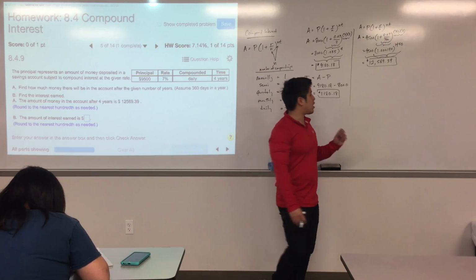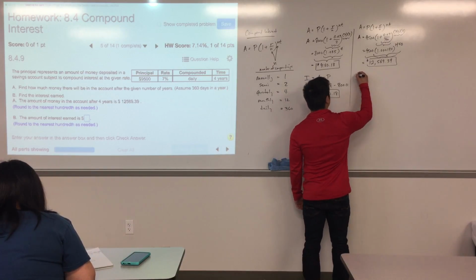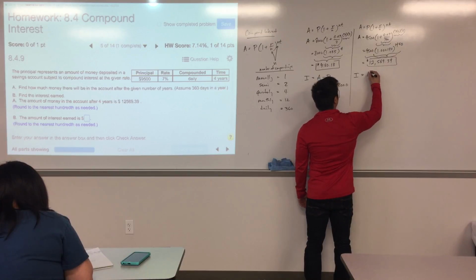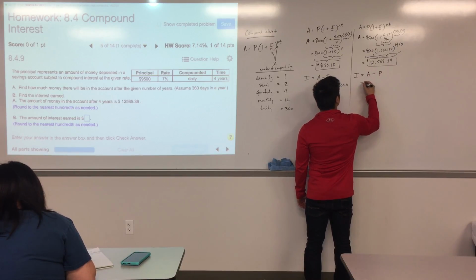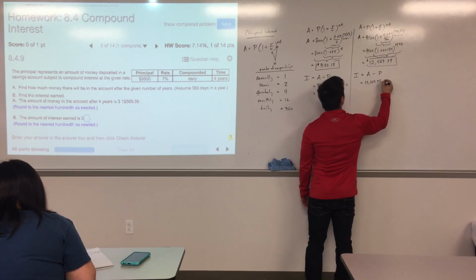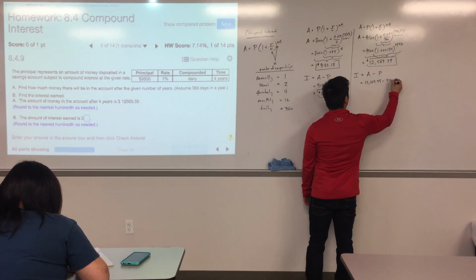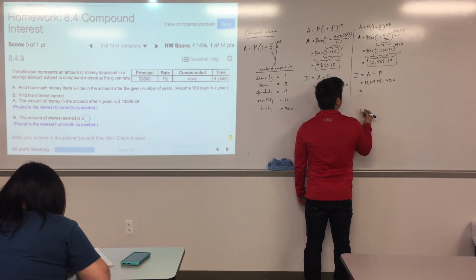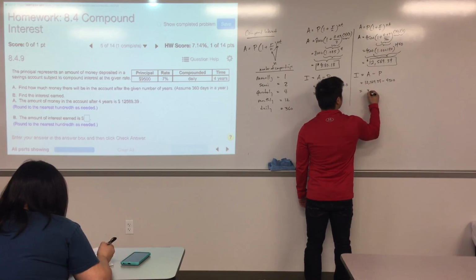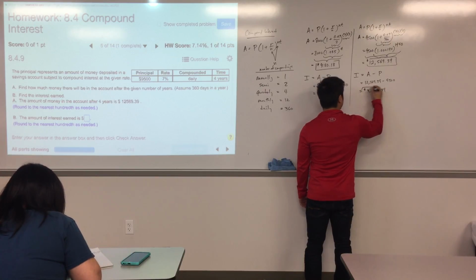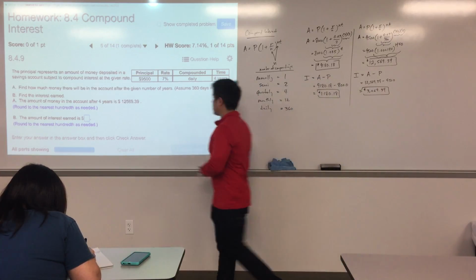Now, how do we calculate the interest? Same way that we did before. I equals whatever your future value is minus whatever you put in. So in this case, it's 12,569.39 minus 9,500. And so that should be what? 3,069.39, right? Yes. There it is.